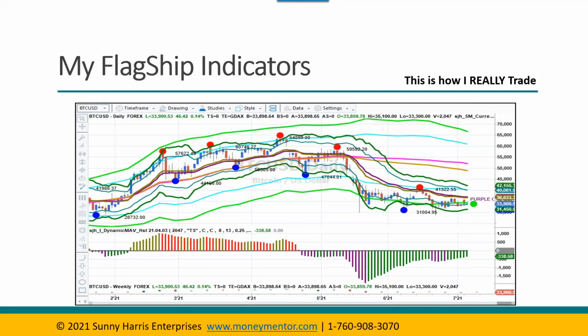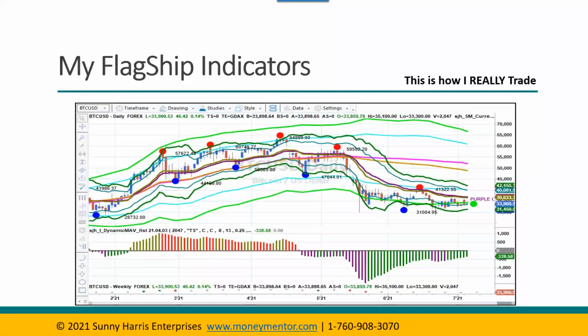And my flagship indicators are the inner sunny bands and the outer sunny bands. This is a daily and a weekly chart of Bitcoin. So you can see there that what I do is I put double time frames on, and in that way I can see what the overarching picture looks like. At the same time, I can see the current picture. I do that for my own trading.